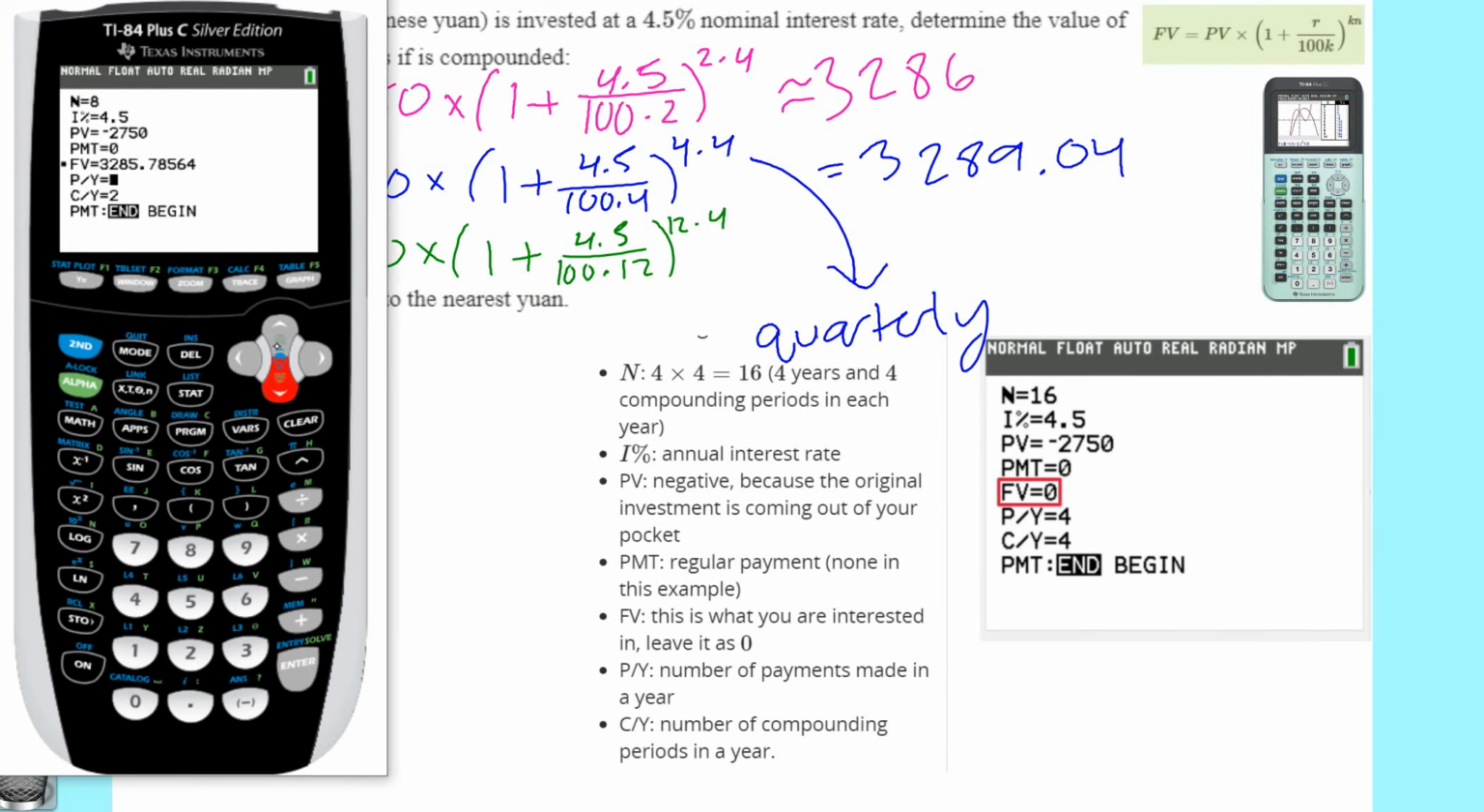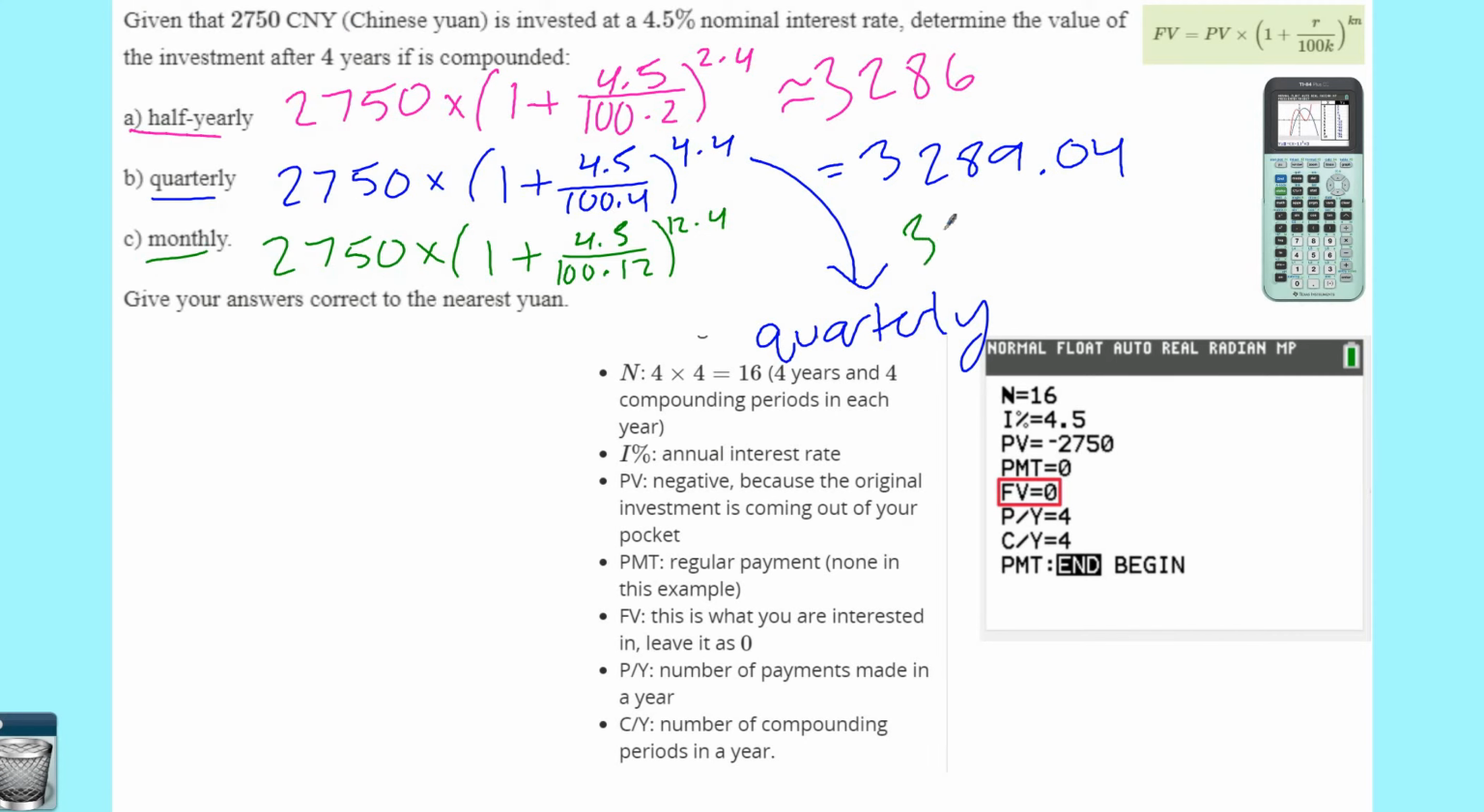Then here we can change it again for monthly. So what is that? 12 times 4, so 48 times. So we want to solve for this. I'm going to do alpha, enter. So now we get 3291 roughly. Which makes sense. If you do a little bit more or it happens more often, you should make a little bit more. Albeit not much more, but it's still more.